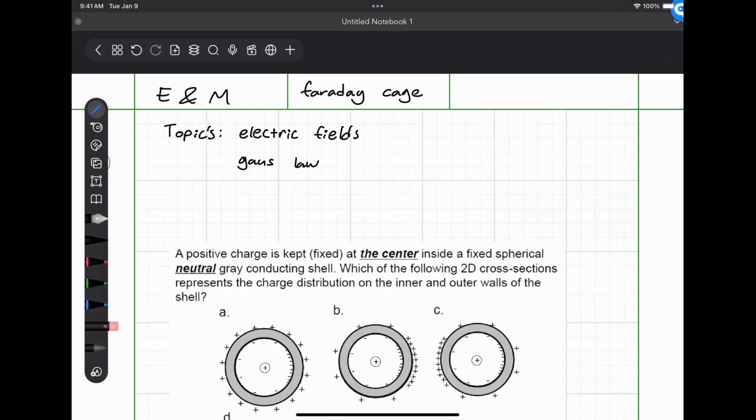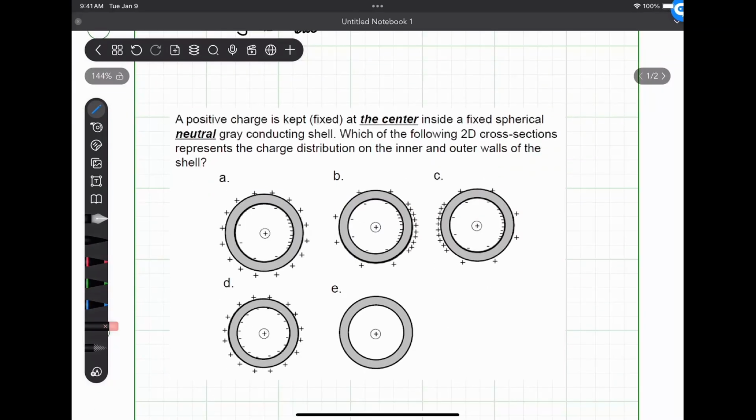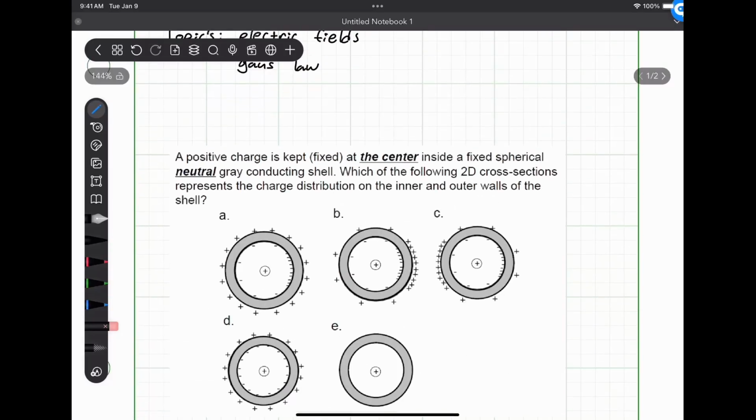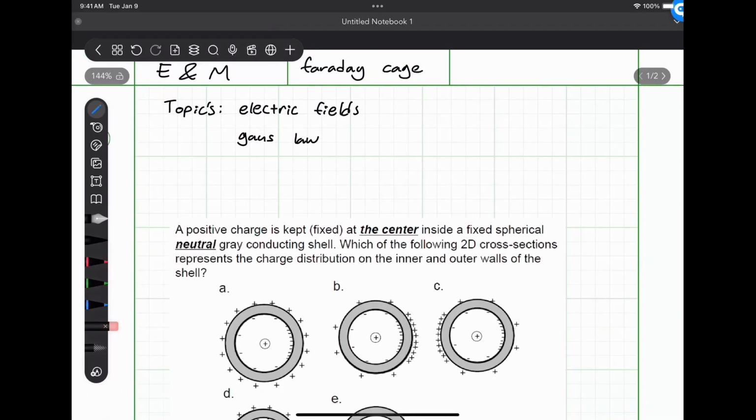Hello. Today we'll be talking about the Faraday cage, otherwise known as basically a conductor in a shell, and the idea is that the inside of that shell will always have zero electric field. Today's topic is electric field, and some prerequisite knowledge that you might need is Gauss's law and E fields in general and what they are.